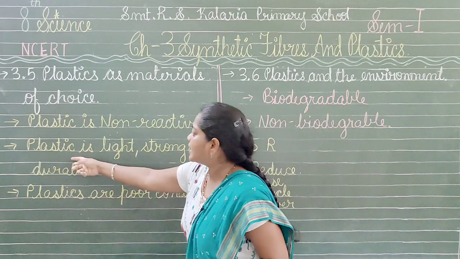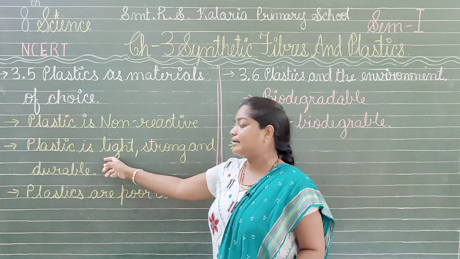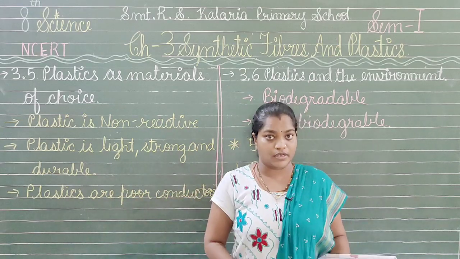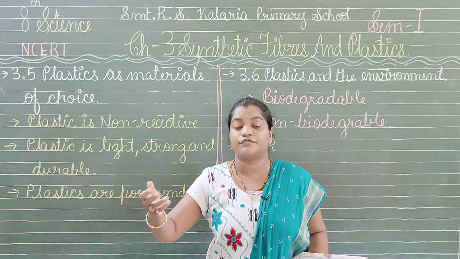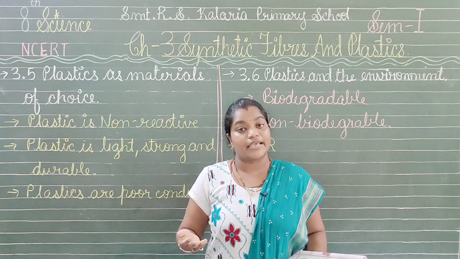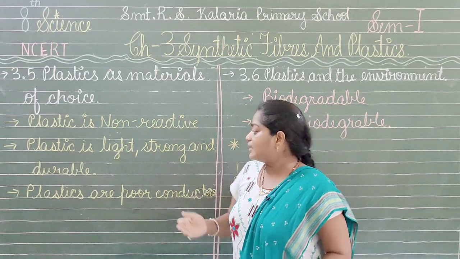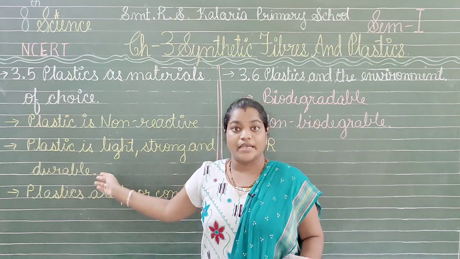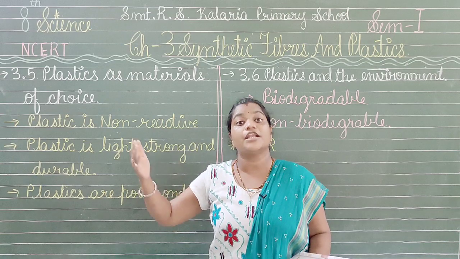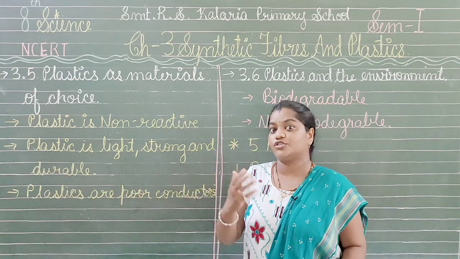The next one, plastic is light, strong and durable. What do we mean by that? Light means it is light in weight. The next thing is that it is strong. If the container falls down and it is made of glass, it will break because it is brittle, whereas plastic cannot break easily, so it is easier to handle. The next one is durable. It can last for a long time without any problems. So it is again a first choice for us.